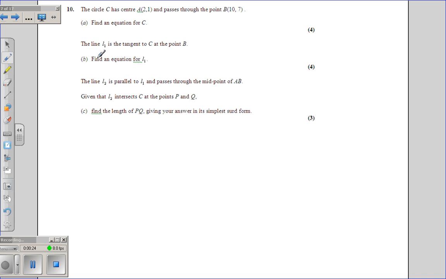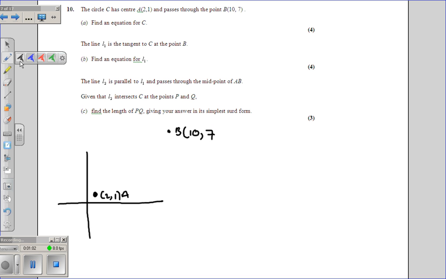So, circle C has centre A, (2, 1), and passes through the point B, (10, 7). Find the equation for C. You can draw the diagram out if you want. We might need it later on, so let's have a go. You've got the point (2, 1) here, and that is the point A, and that's the centre. And it passes through the point (10, 7), so that's about here. That's point B. So it's a circle with that centre.